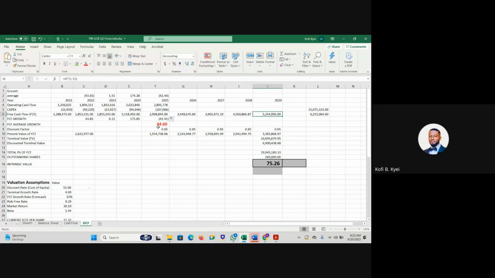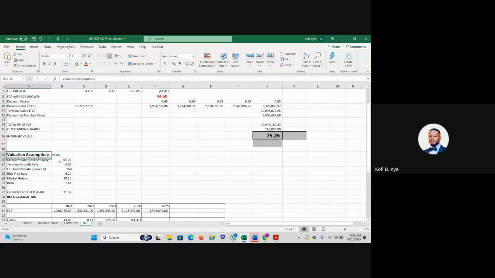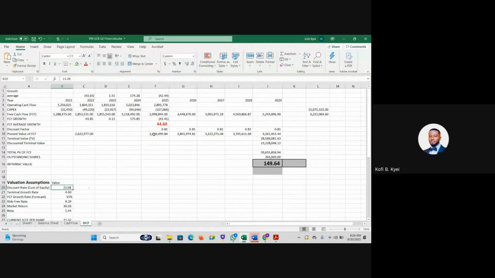And as I said, it is the same procedure in calculating the intrinsic value. Even though the structure looks different, we are applying the capex to operating cash flow. The processes are the same. So we find a discount factor, that is the cost of equity. As you can see, the valuation assumptions are here, and this is 55%. Let me change it to 23.08%.